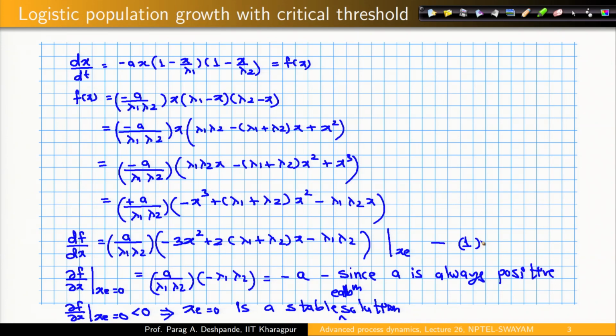So, we will stop here today and leave this determination of stability of x_e = λ1 and x_e = λ2 as an exercise for you to work out at home, and tomorrow we will continue from this point onward to develop the phase portrait, so that we can have a qualitative idea about the dynamical behavior of the population dynamics equation with threshold population. Bye.